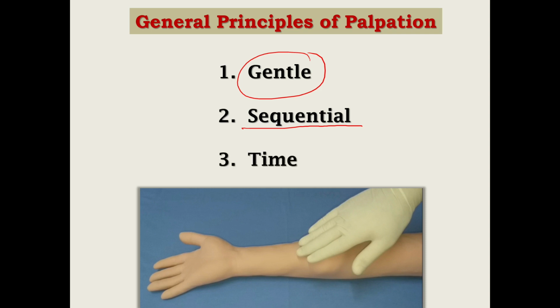The third and most important principle is that you should spend some time in palpation. I told you in the inspection that if you know what to say, then a few seconds are enough. But in palpation, you have to use your hand and your fingers in assessing these features in some different way, and it will take some time. So all these three things you can remember with a mnemonic of GST: gentle, sequential, and time.